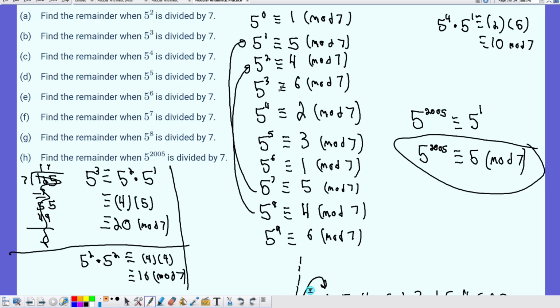So always be on the lookout for patterns. Math is the process, or the kind of science, of finding patterns in numbers and structures and stuff like that. And in the modular system, we have plenty of patterns to find.